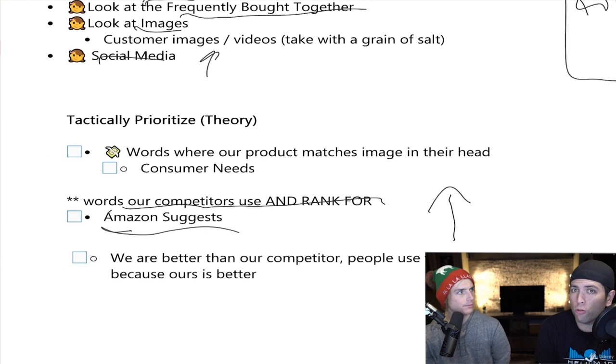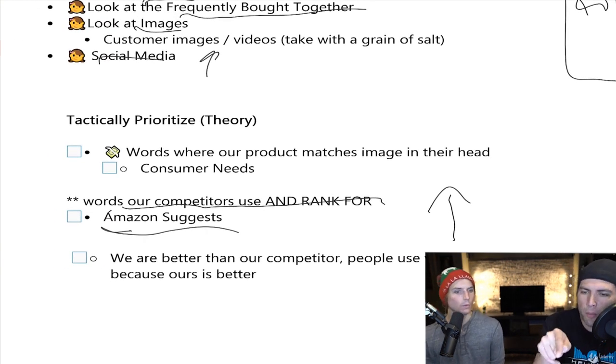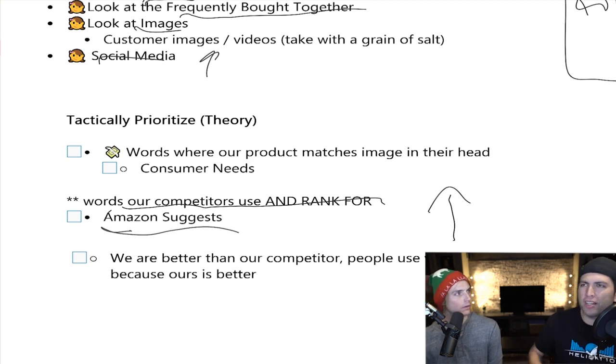Don't just base yourself on that. That's why you notice we have 2 different things here. We've got product matches the image in their head. Amazon is not giving you data on that. That's 100% you. You've got to search for that data.